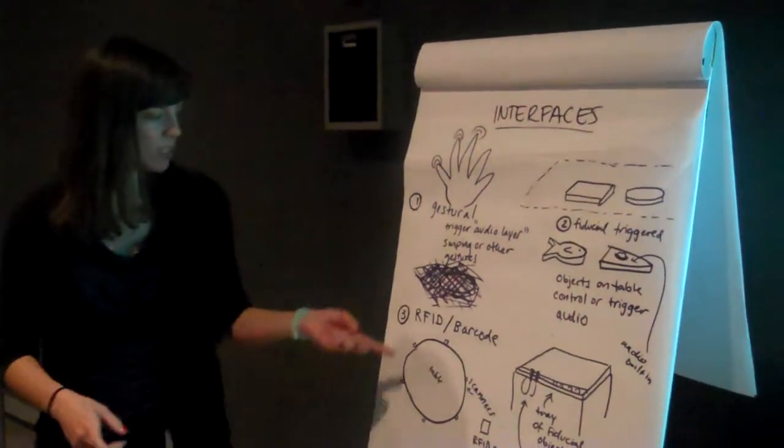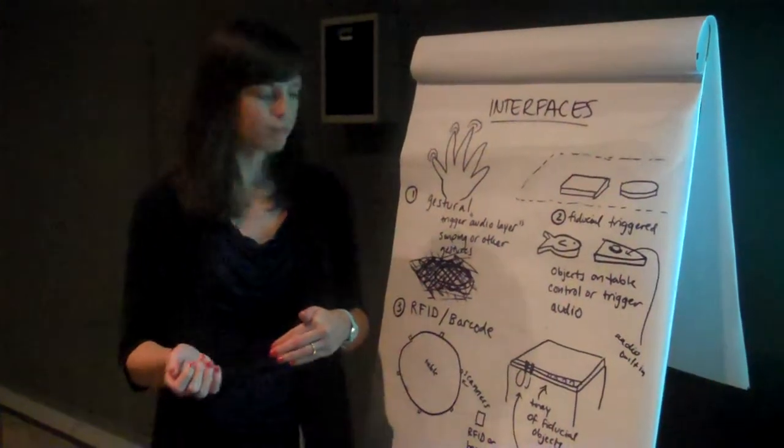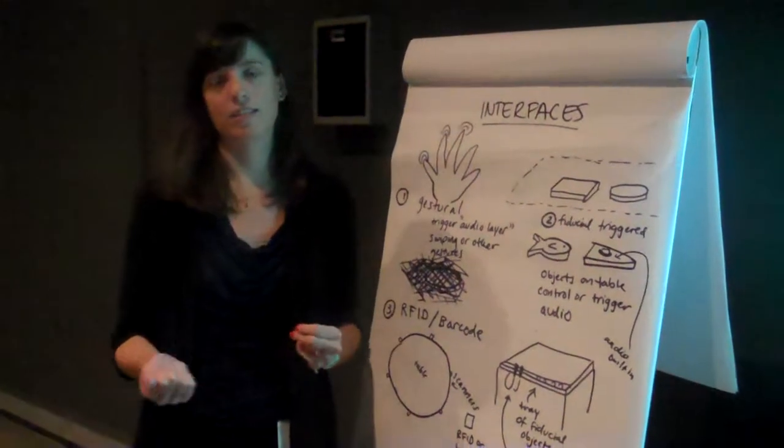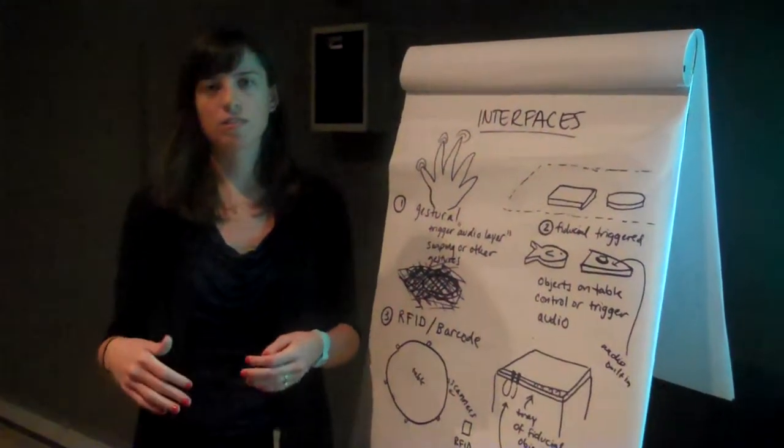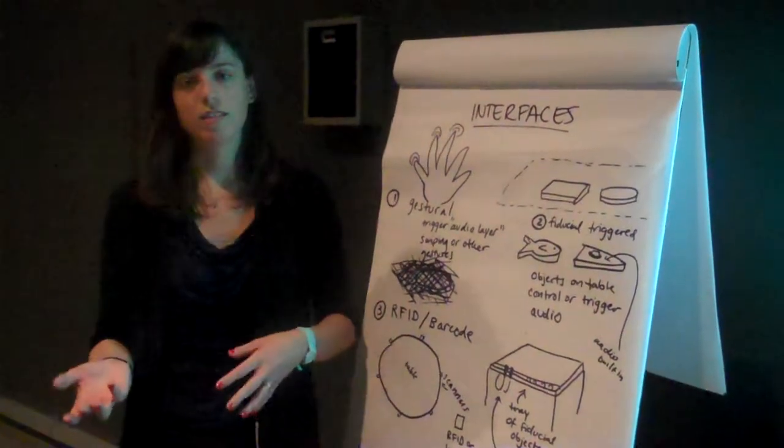We talked about RFIDs or barcodes, some way of bringing your own personalized preferences to the table, so the table knows if you like certain kinds of audio or what kind of images you want to see.